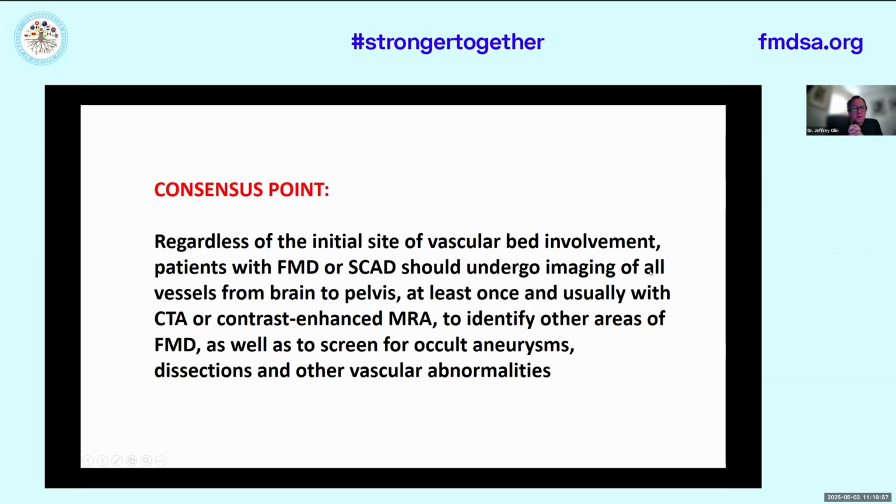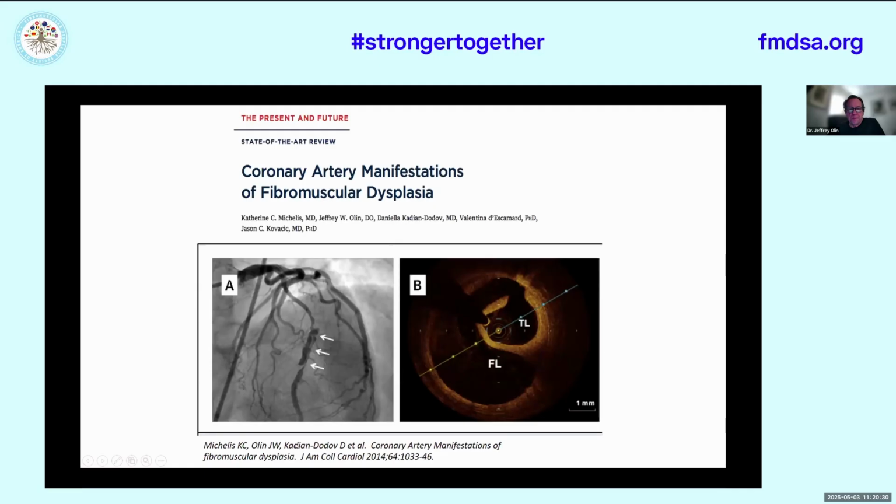A consensus point from the international consensus document was this: regardless of the initial site of vascular bed involvement, patients with FMD, and I added here, or SCAD, should undergo imaging of all of the blood vessels from the brain to the pelvis at least once, usually with CTA or contrast-enhanced MRA, to identify areas of FMD, as well as, more importantly, to identify areas of occult aneurysms, dissections, and other vascular abnormalities.